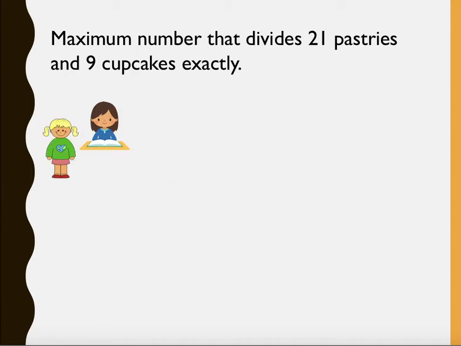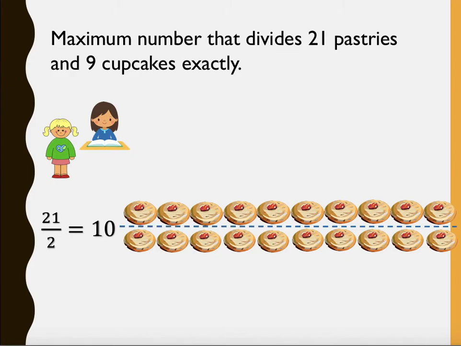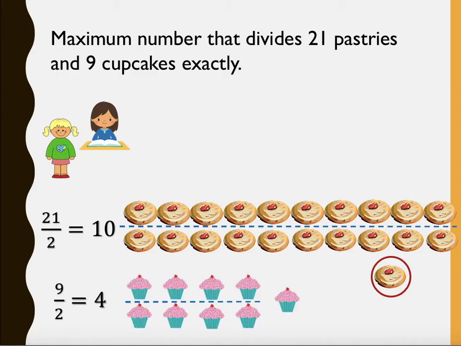So let's try with 2 students. We have the 21 pastries. I'm going to divide them amongst the 2 students. We get a maximum of 10 here. But then we are left with 1 pastry as a remainder because 21 is not exactly divisible by 2. Now when I try to divide the 9 cupcakes among 2 students, we get 4 per student, but then there is 1 cupcake left over.